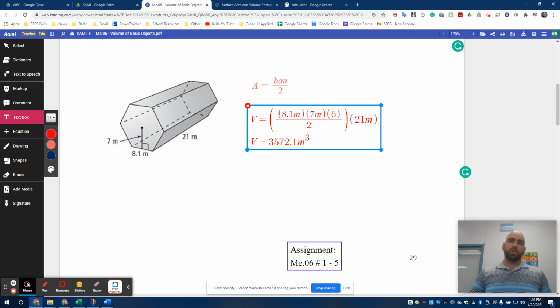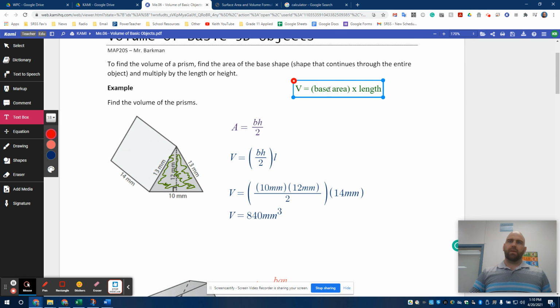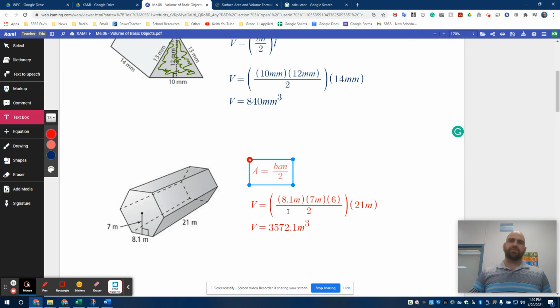Make sure you are showing your work. Which formulas are you using? If it's a cylinder or a rectangular prism, you can just use the generic formulas that are given, which are actually based on this here. If it is something different, then make sure you're using our base area times length formula to find volume.